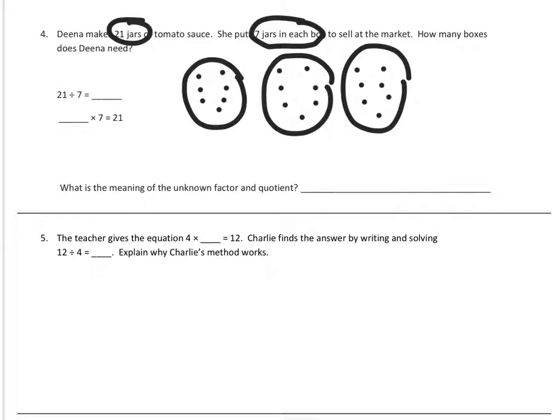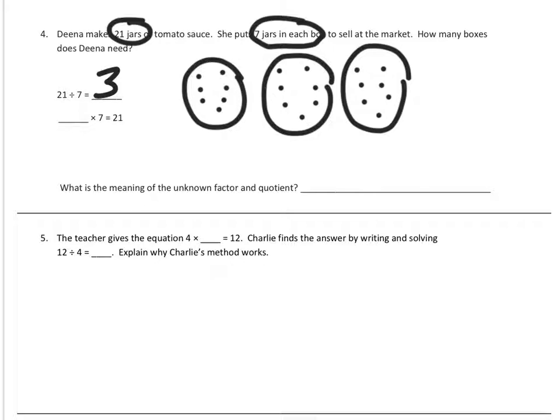There's a group. It helps if I make my groups in the same shape, because then I don't have to count each dot every time, and I know whenever I got to the amount I was looking for. So, how many boxes did I end up needing for my tomato sauce? Well, I ended up drawing 1, 2, 3 groups, so my answer is 3. That means 21 jars divided by 7 jars in each box equals 3 boxes.